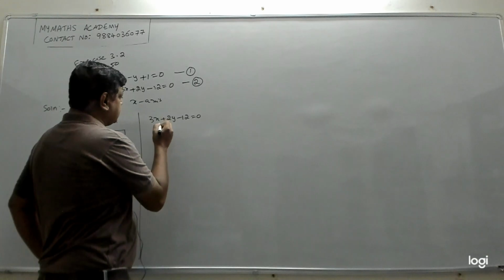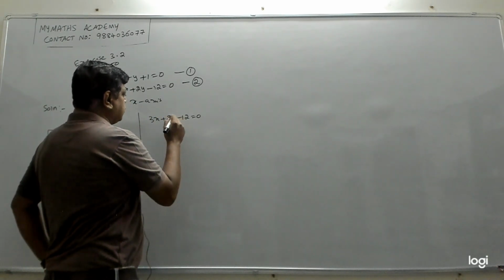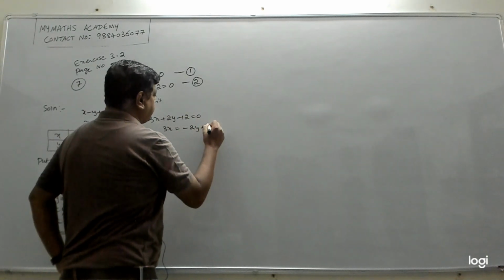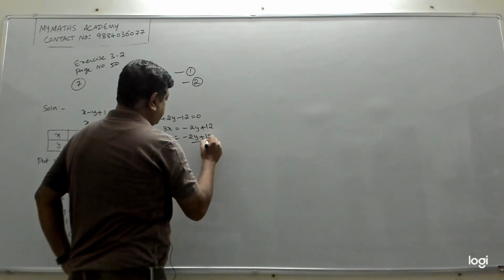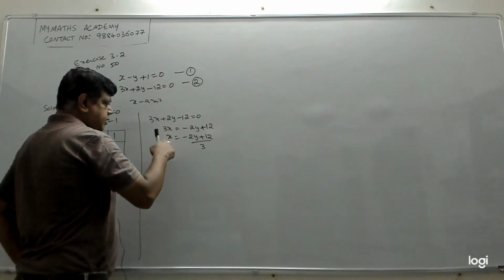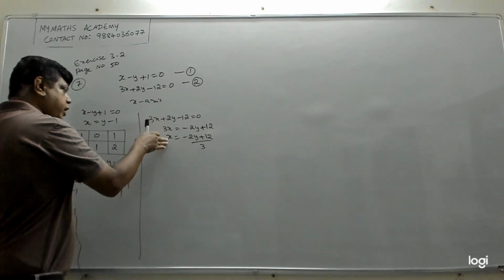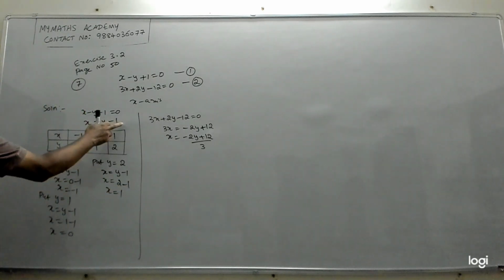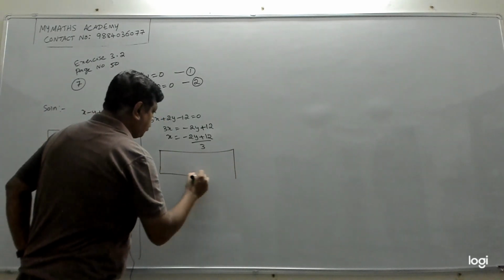So we'll keep x on this side again. 3x will become, the 2y, if it goes to this side, will become minus 2y. Minus 12 goes to this side, it will become plus 12. So my x becomes minus 2y plus 12 by 3. Right? Once you express x in terms of y, you have only x alone here. You can also keep y alone here and write it in terms of x, it doesn't matter, like how we did here. Once we get this, then we'll put the tabular column and find the 3 points.